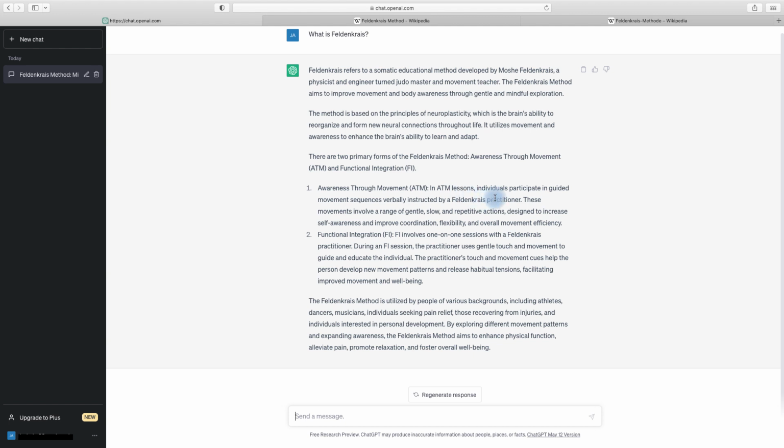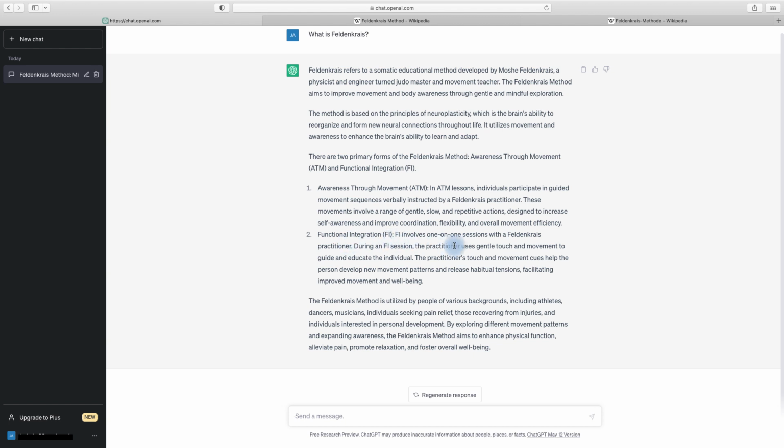Awareness through movement. In an ATM lesson, individuals participate in guided movement sequences verbally instructed by a Feldenkrais practitioner. These movements involve a range of gentle, slow, and repetitive actions designed to increase self-awareness and improve coordination, flexibility, and overall movement efficiency. I would say that's a pretty good explanation of what an ATM is.